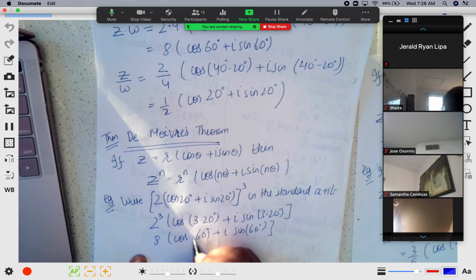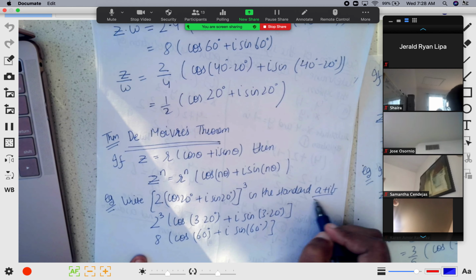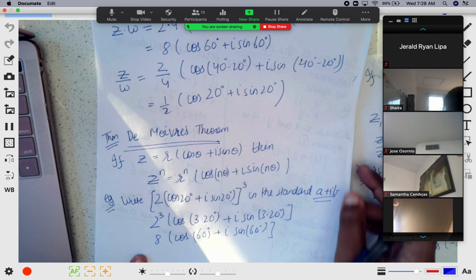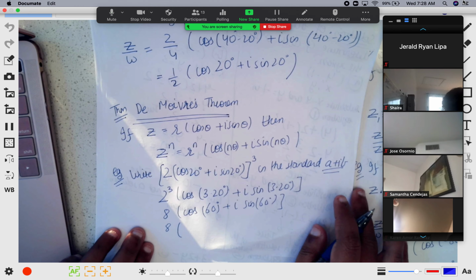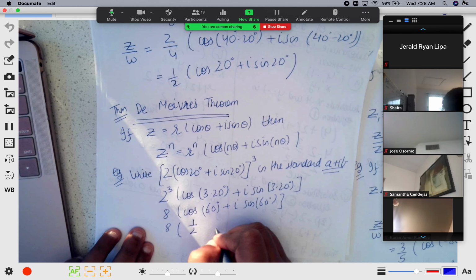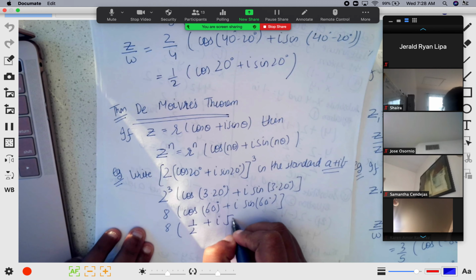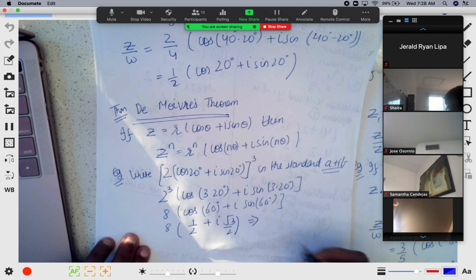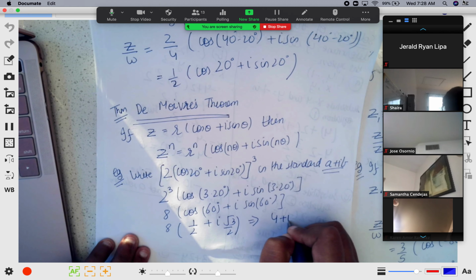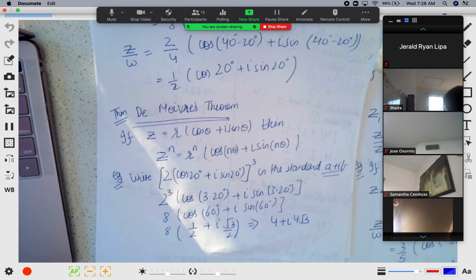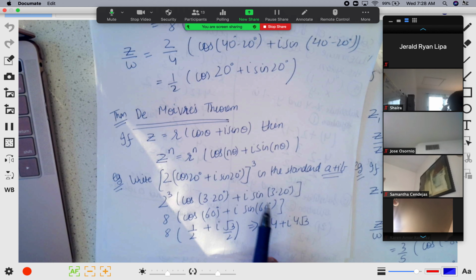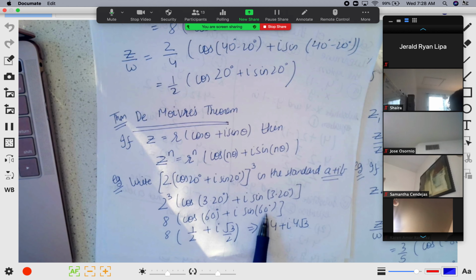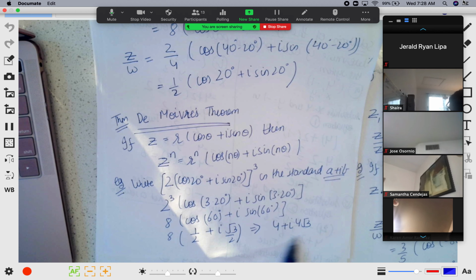But note the question is saying you have to convert into A plus IB. They don't want it in cosine or sine. So you have to simplify. Cosine 60 is 1 over 2, plus I sine 60 is root 3 over 2. When you open the bracket, it will become 4 plus I 4 root 3. Since they're asking you to convert into A plus IB, you have to simplify. Just plug in the values of cosine 60 and sine 60 and simplify. You will get the general form.